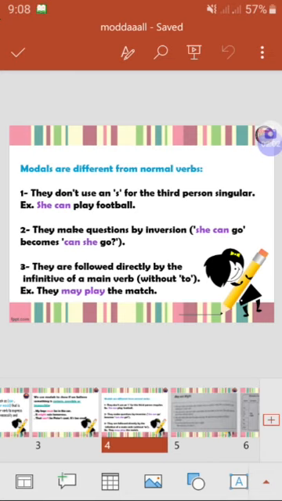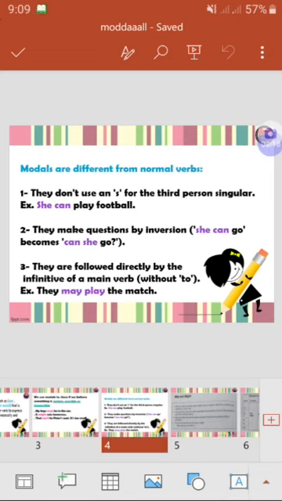Number 2, they make questions by inversion. So if the normal sentence is she can go, if I want to make a question, I will start with the modal verb. So it will be can she go? I will start again with the modal verb.